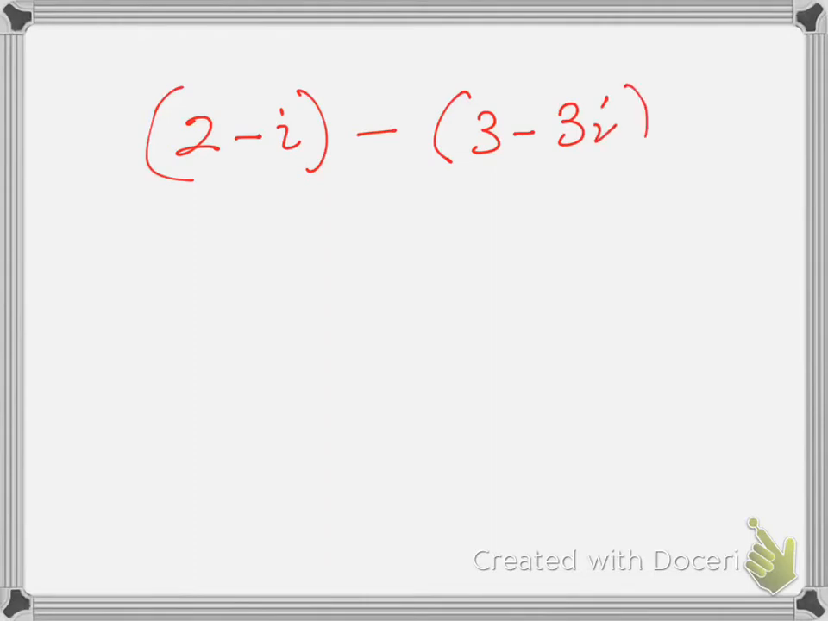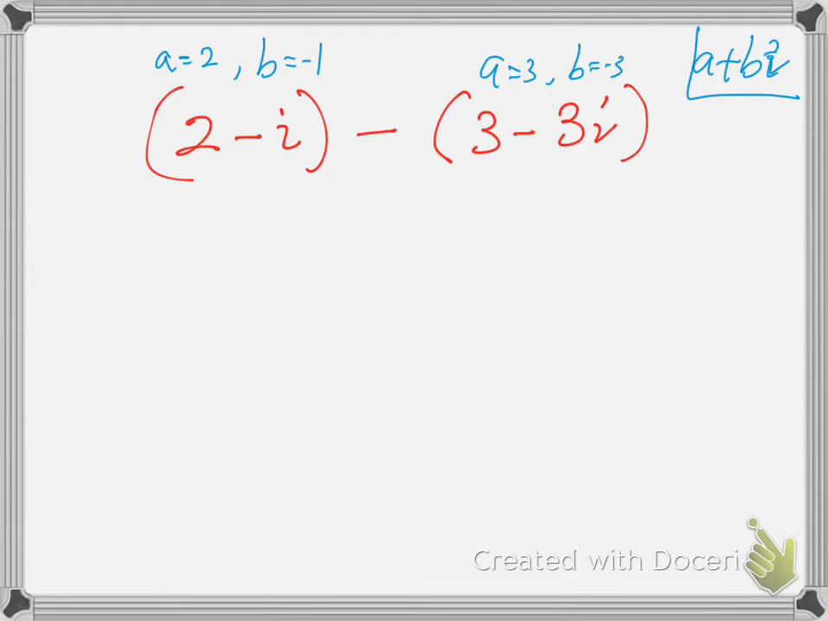Let's look at one more subtraction because it's harder. So let's say we have 2 minus i minus 3 minus 3i. So in the beginning, you can always write down A and B for the complex number. A is 2 here, B is -1. A is 3, B is -3. So here is the definition of A plus Bi, complex number.